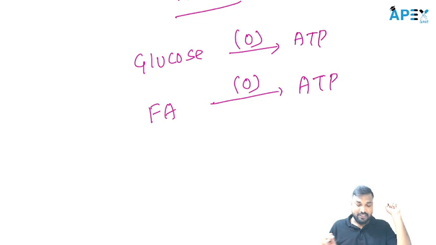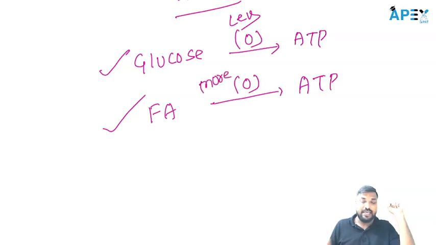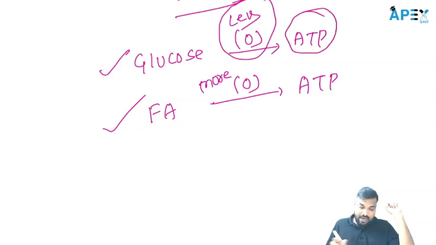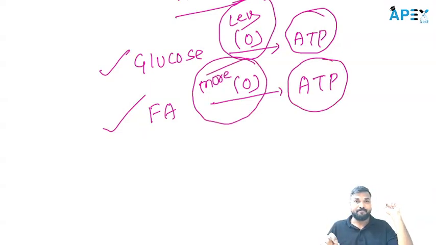But what is the difference between glucose and fatty acid? Glucose requires less oxygen, but fatty acid requires more oxygen. With less oxygen, glucose produces ATP, and fatty acid requires more oxygen to produce ATP. Okay, then the heart is functioning.